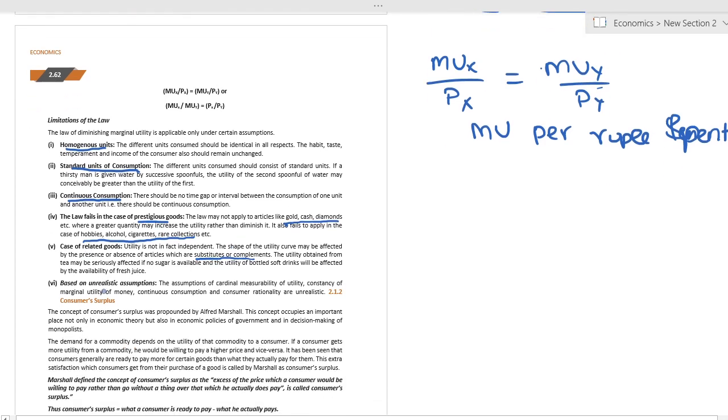It is based on unrealistic assumptions. These assumptions are cardinal measurability of utility, constancy of marginal utility of money, continuous consumption and consumer rationality, and they are unrealistic. This theory operates under a certain set of conditions. It cannot operate without these conditions. These are unrealistic because every consumer need not be rational. He might be purchasing just like that, and he need not consume continuously, right? He will not consume continuously generally.